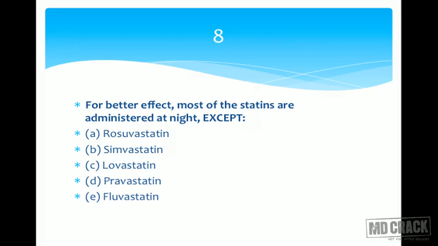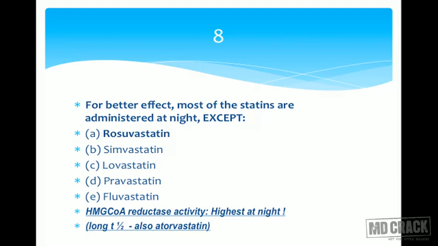Now atorvastatin is not there in these options. Naturally you go for rosuvastatin, but some other examiner can remove rosuvastatin from here, and then the answer could be atorvastatin in that case. Let's have a look at the answer. Rosuvastatin. Just for your revision, HMG CoA reductase activity is highest at night, so you need to use a drug with a long half-life. Now the answer here is rosuvastatin.